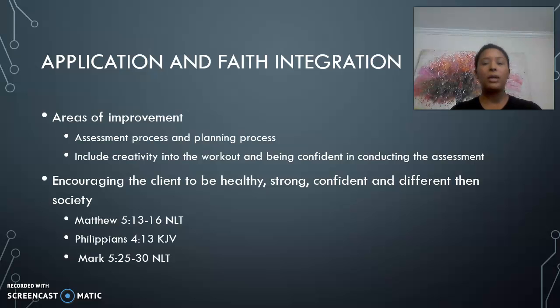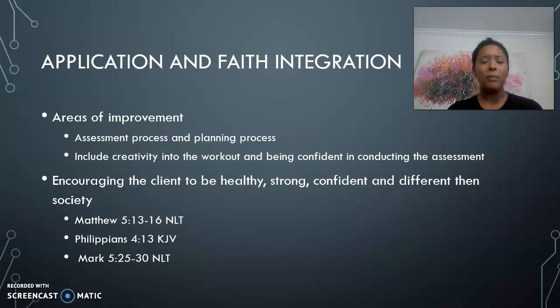For example, when I was working with my client, I kept encouraging him and letting him know that he can do it no matter what, that God has placed the power and the strength inside of him to be able to complete anything that he sets his mind to. That brings me back to Philippians 4:13, which says, "I can do all things through Christ who strengthens me." I would encourage him with that and let him know that God has created you and put the strength inside of you to be able to complete this exercise and to live healthy and live differently than society and other people.